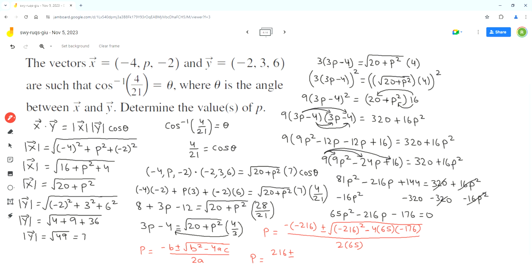Now under the square root, negative 216 squared, and then minus 4 times 65 times negative 176 is equal to 92416, over 130. The square root of 92416 is equal to 304.